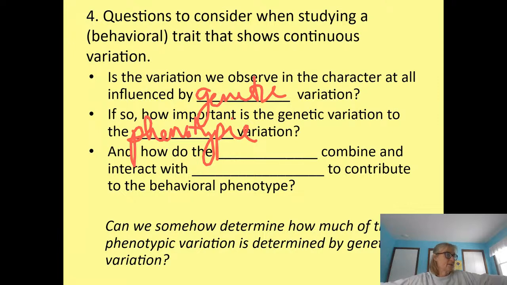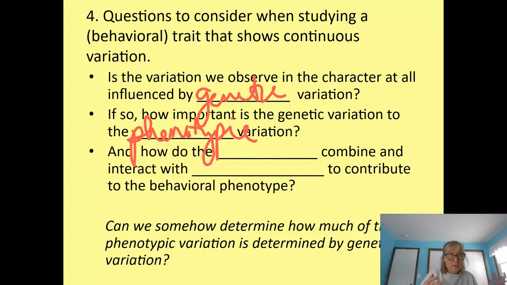We see that some dogs are hyper curious. We see that some dogs aren't curious at all. We see this whole spread of curiosity. That would be the phenotypic variation. How important is the genetic variation to this phenotypic variation? That's what we're trying to figure out.